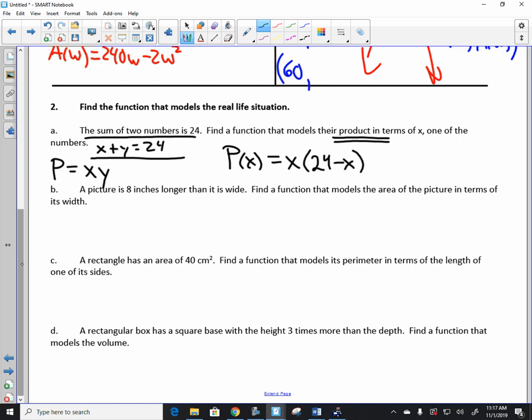A picture is 8 inches longer than it is wide. We have length and we have width. Find a function that models the area of the picture. That's what's driving the problem, the area. So I write area is equal to length times width. Hey, I don't want to have length in the problem. I want to have width. So area in terms of width is width times, what do I put in place of the length? W plus 8.